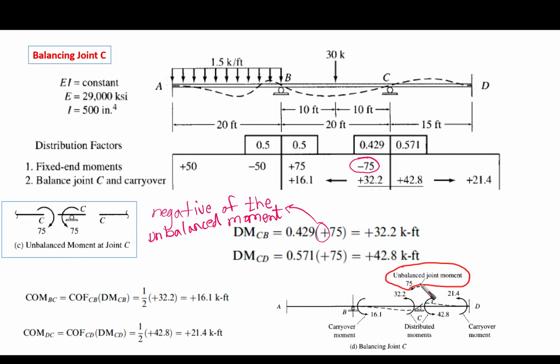This means that, as you can see, it is negative. So in this case, it is as if we are applying this moment on the point or joint C. This means that distributed moments should be developed in order to counteract this unbalanced joint.